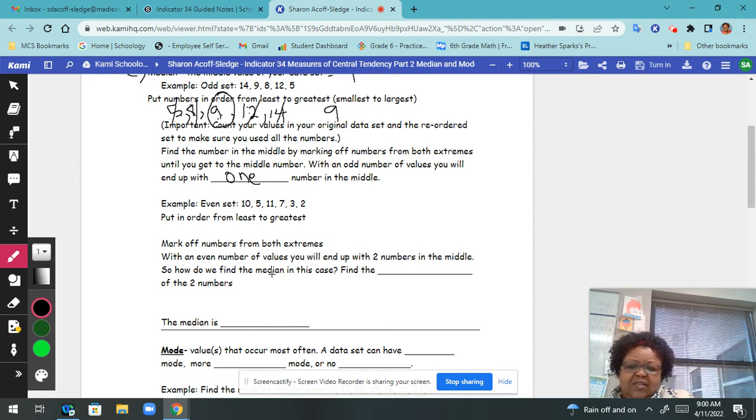Okay, so let's look at this one. This is an even number set. So I got one, two, three, four, five, six. 6 is an even number. Let's see what we do in this case. So let's order them from least to greatest. So I have 2, 3, 5, 10, and 11. 1, 2, 3, 4, 5.